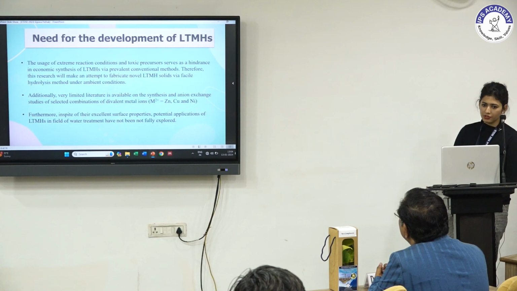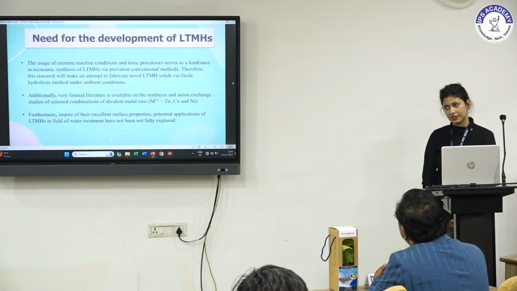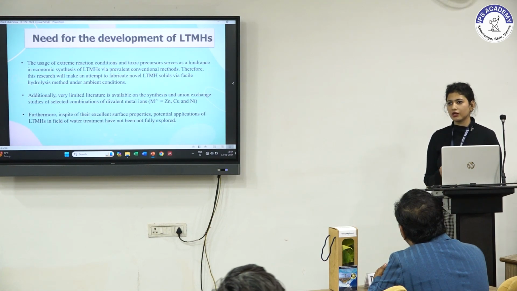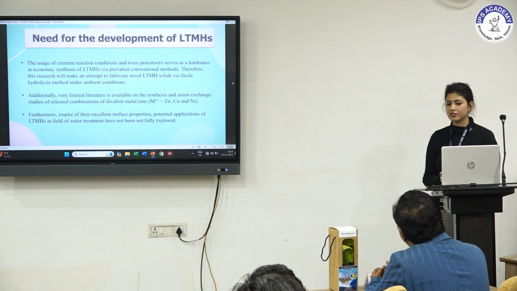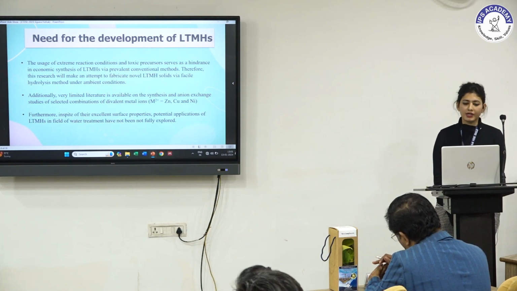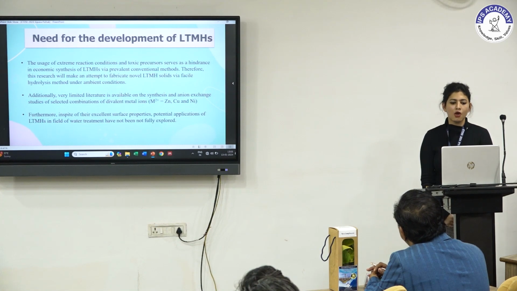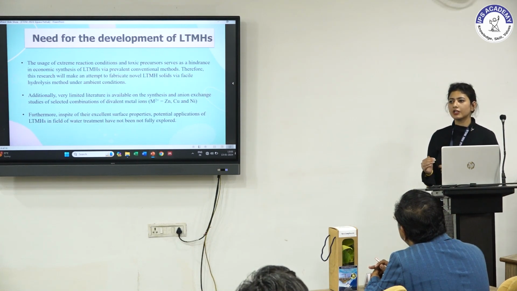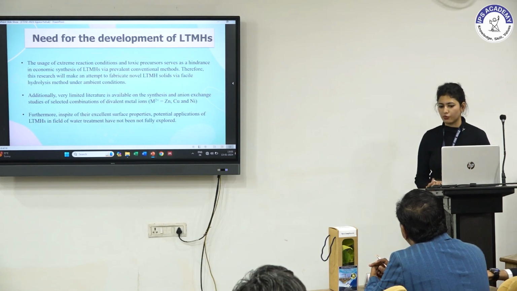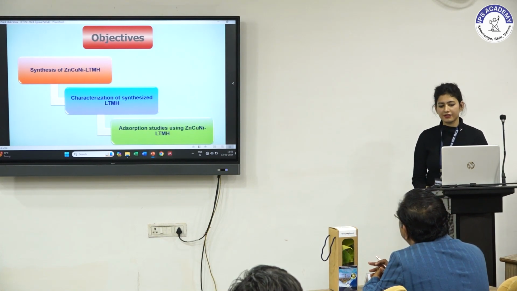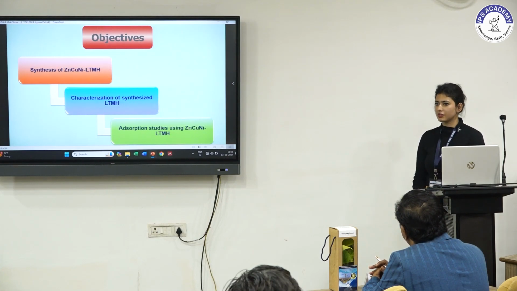There is an urgent need for the development of LTMH, since extreme reaction conditions and toxic precursors hinder economic synthesis via prevalent methods. Here we are using a facile hydrolysis method, which does not need high temperatures or pressures and uses easily obtainable precursors. Additionally, there is limited literature available on synthesis and anion exchange of transition metals including zinc, copper and nickel. Furthermore, they possess excellent surface properties, but their utility in wastewater remediation has not been fully explored. Hence, the objectives of this work include the synthesis of zinc, copper, nickel layered ternary metal hydroxides, its characterization, and adsorption studies using the synthesized material.